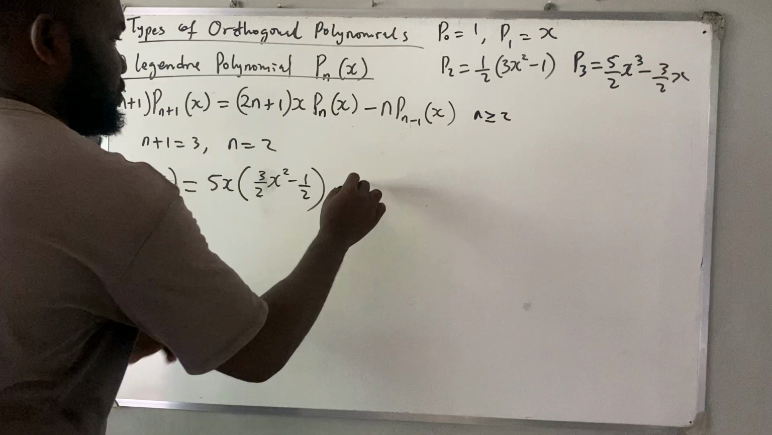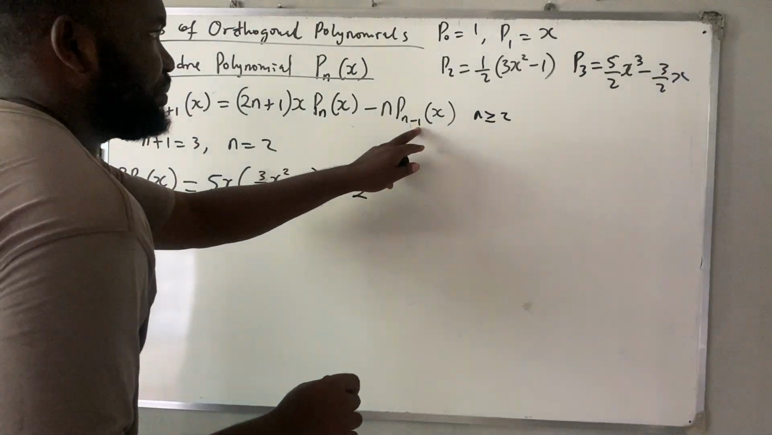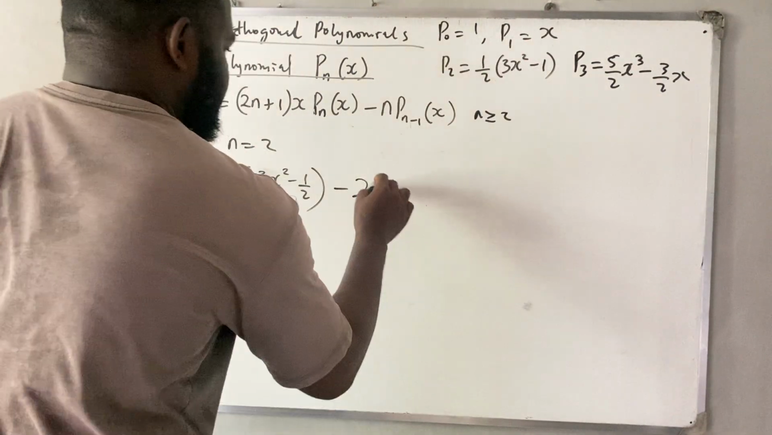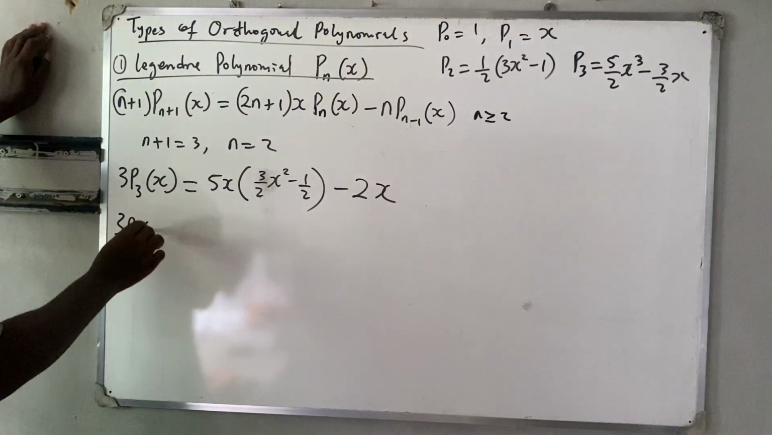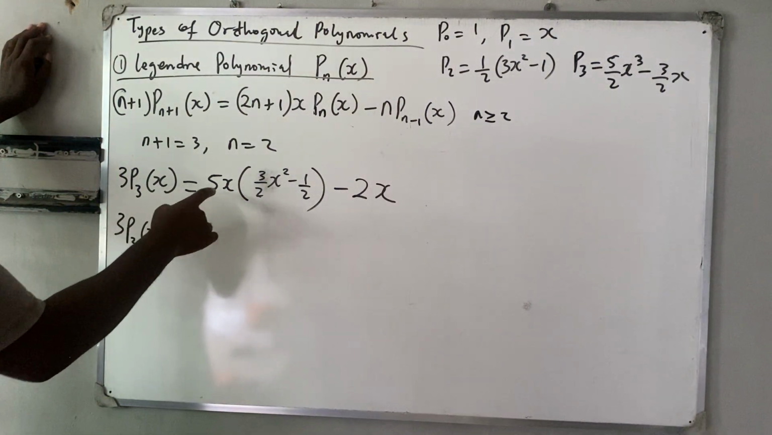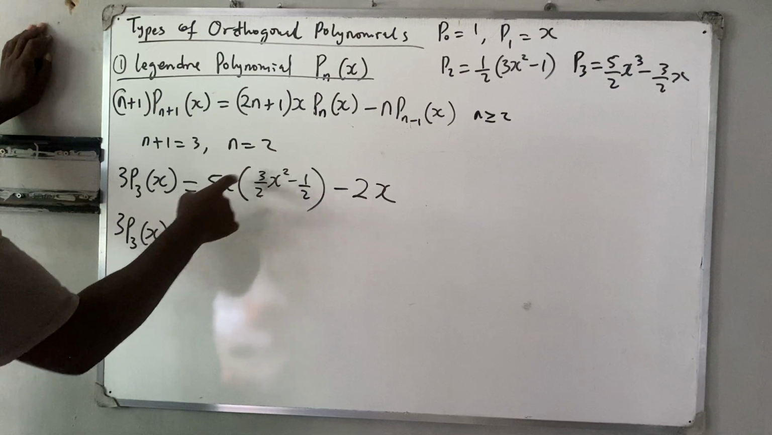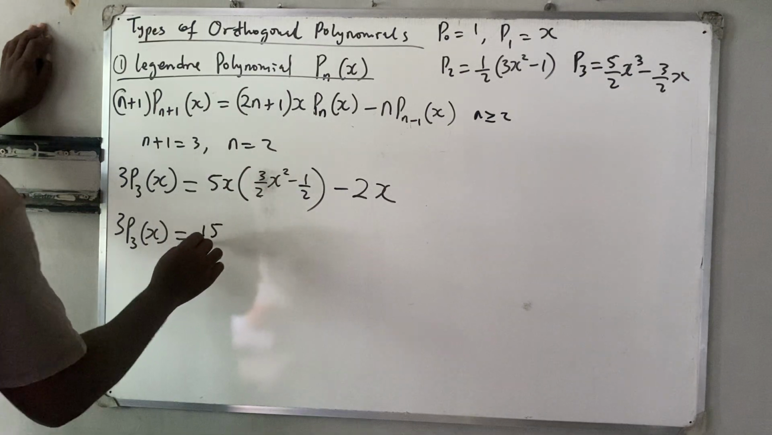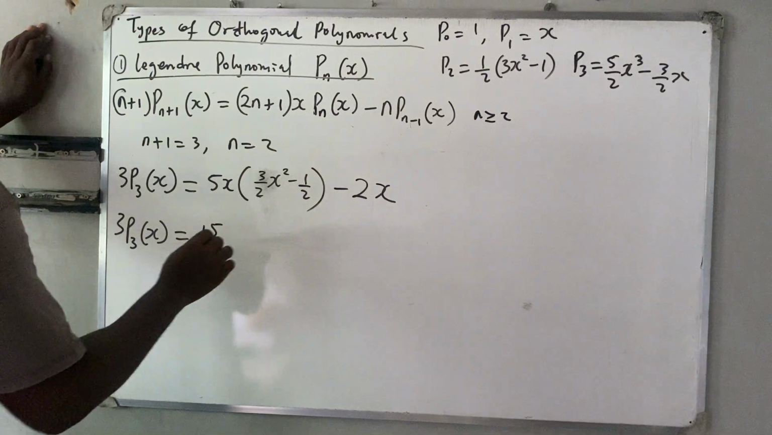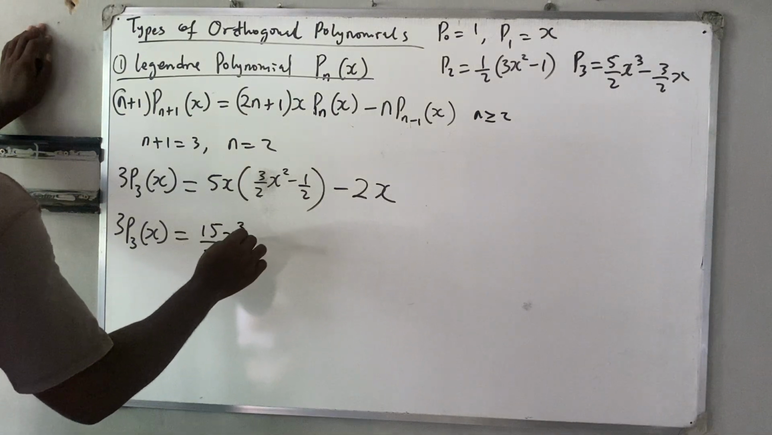Minus, our n is 2. Then 2 minus 1 is P1 of x, and P1 of x is x, okay? So if we do that, I have P3 of x is equal to 5 times this will give you 3 times 5 is 15. So I have 15 over 2 x raised to power 3 minus 3.